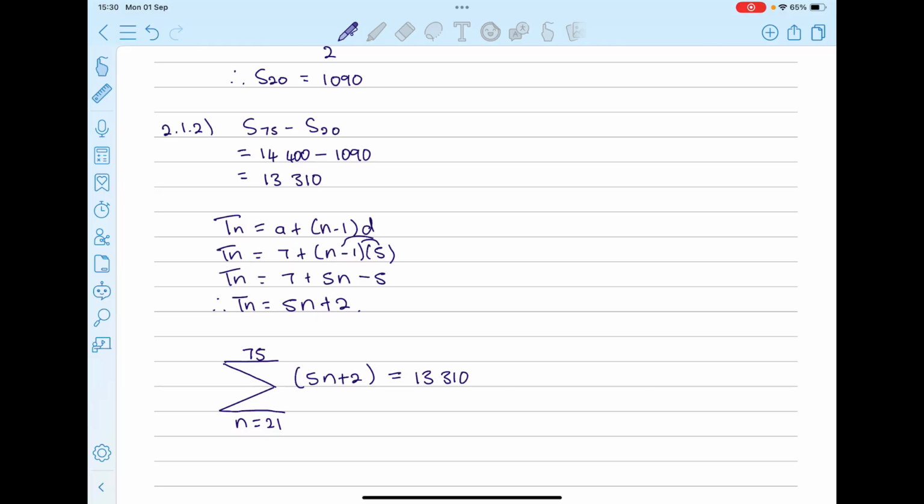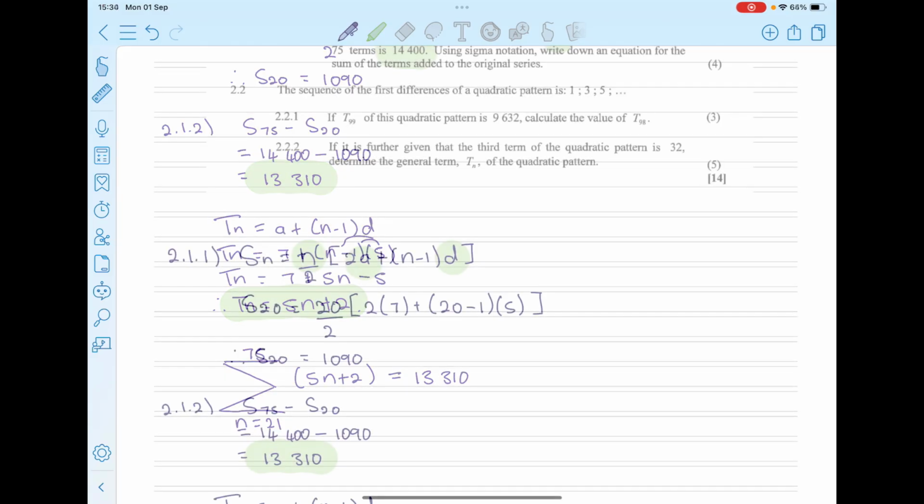So we then had to get an equation for the sum of the difference. That's where we first calculated the difference, which would be 13,300. Then you need your general term using the normal sequence. And then lastly, we substituted all of that so that it can be written as a sigma notation equation.